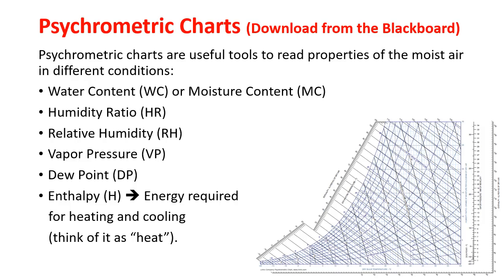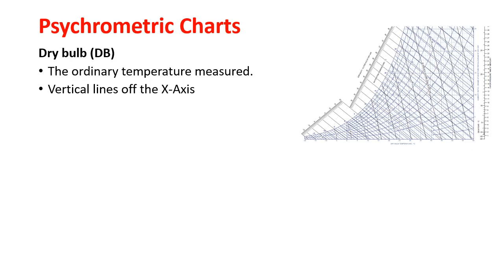These charts serve as indispensable tools for HVAC engineers, building scientists, and anyone involved in designing or managing indoor environments. Dry bulb, dB. This is the regular, everyday temperature we're accustomed to measuring. On the chart, it's represented by vertical lines extending from the x-axis. On our chart, you can find the dry bulb measurements here.